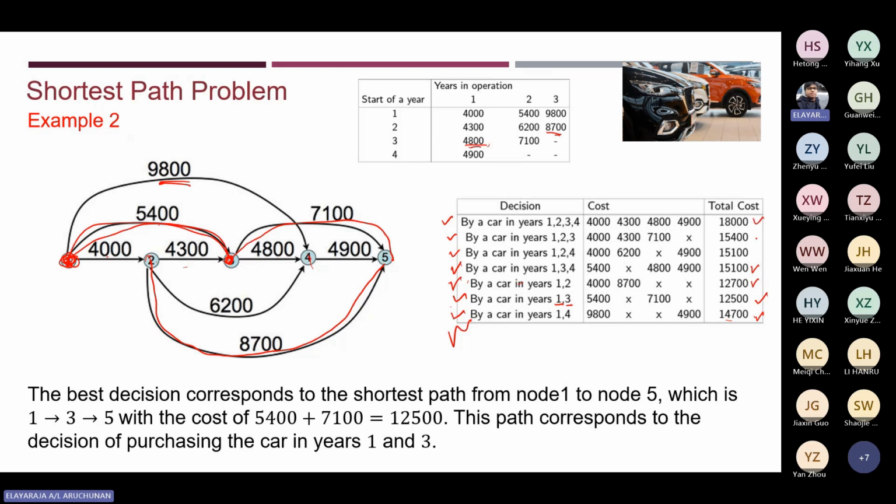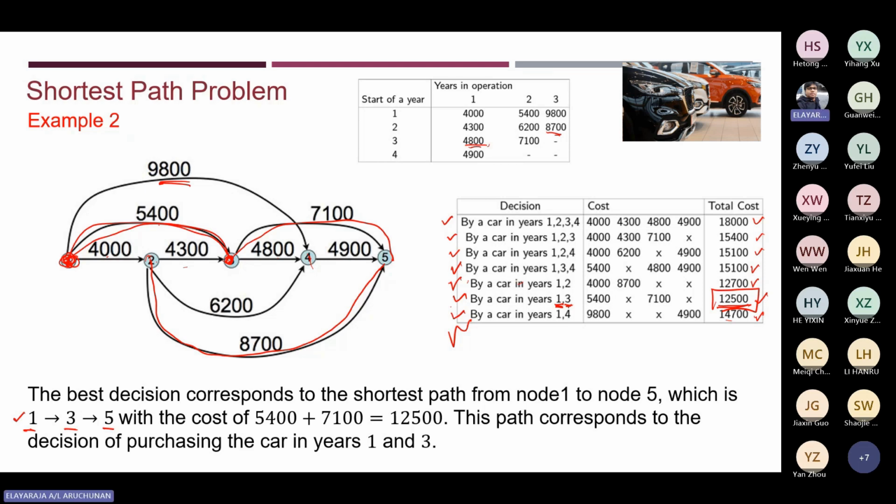Among all the possible decisions to find the replacement of the car, the lowest is about 12,500. This is the lowest value, which means the most efficient way is to buy a car in the first year, keep it for 2 years, and then make another purchase in year 3, which gives you $12,500. That means the shortest path, the effective path for this problem, is 1, 3, and 5. This is the best shortest path you can consider.